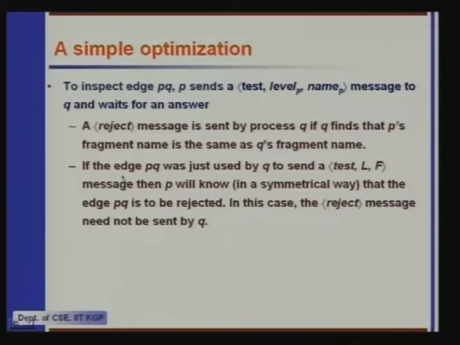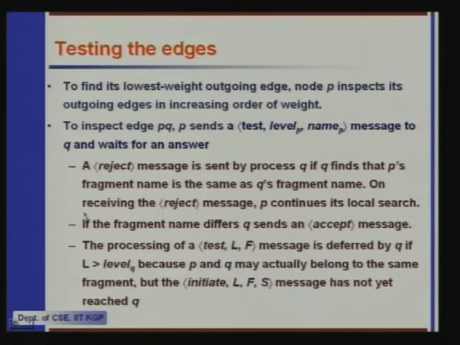So, if the edge PQ was just used by Q to send a test message, then P will know in a symmetrical way that the edge PQ is to be rejected, and in that case the reject message need not be sent by Q, right. All right. So, is it roughly clear the way in which the testing of the edges takes place, right?